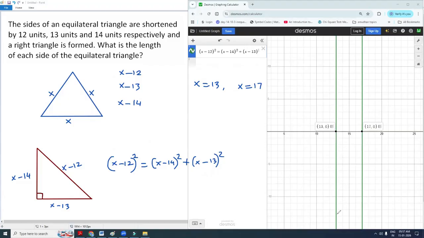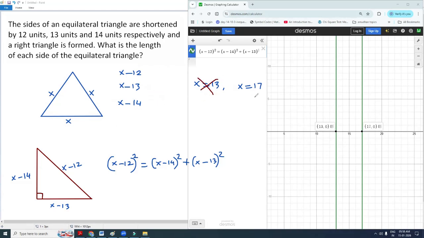Let's plug in the first value of x, 13. When I plug in x equals 13, 13 minus 12 is just 1. 13 minus 13 is 0. And 13 minus 14 gives negative 1. We know that these are the lengths of the sides of a right triangle. Here, when I take x equals 13, I'm getting 1, 0 and negative 1 as the lengths of the sides. In any triangle, the length of a side cannot be 0 or negative. Here, for one side we get 0, for another side we get a negative value. So 13 cannot be the length of each side of the equilateral triangle. So we can reject 13.